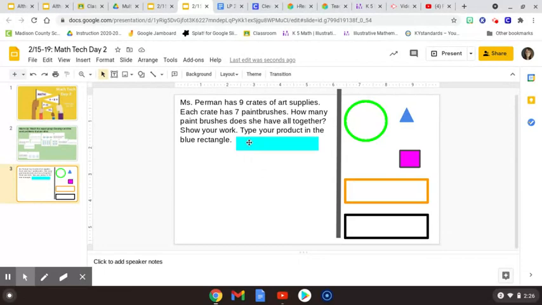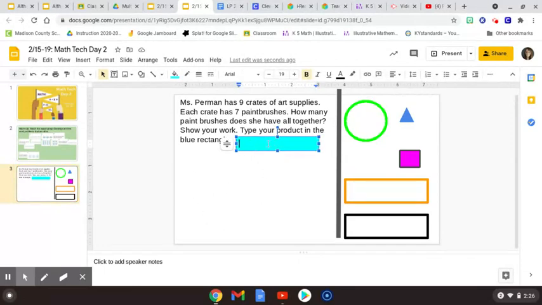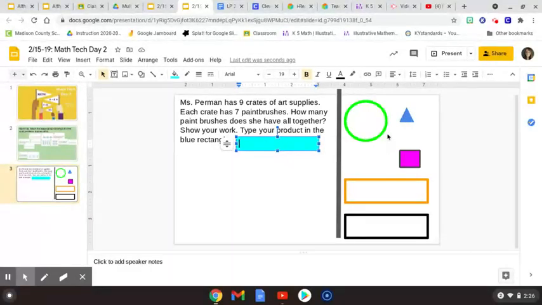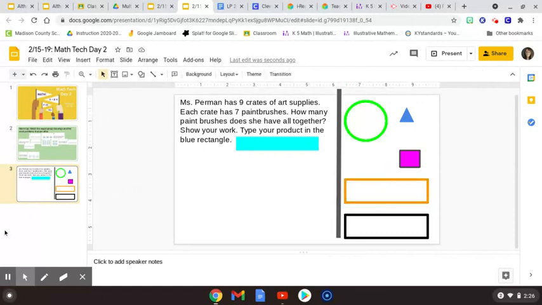But you also need to make sure you show your work and type your answer, your product, I should say, in this blue box. So again, you've got these circles and triangles for equal groups. You've got a purple square for arrays, and you have these boxes that if you double click in, you can type to show some repeated addition, skip counting, using the distributive property with breaking apart those equations to find your answer. Don't forget to hit submit, and if you have any questions, let your teacher know.